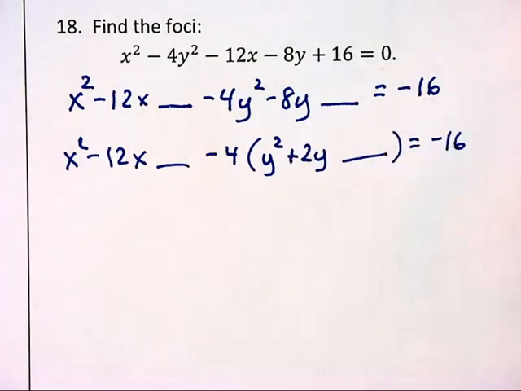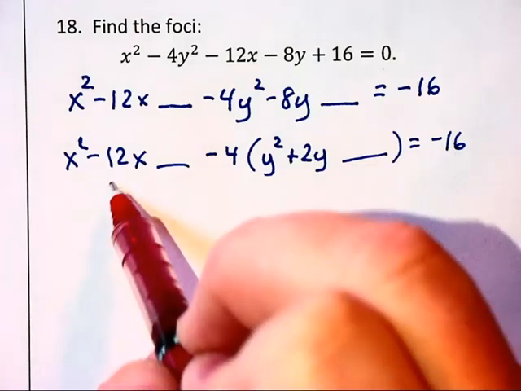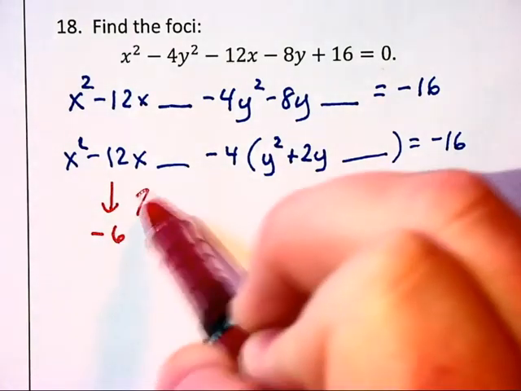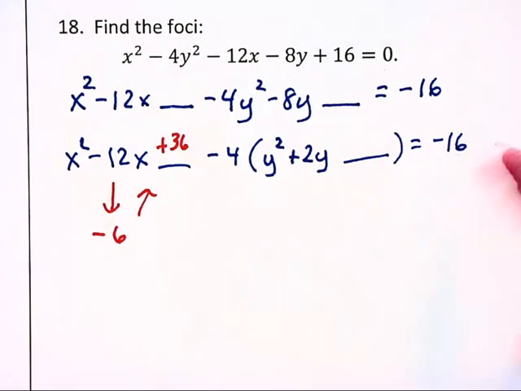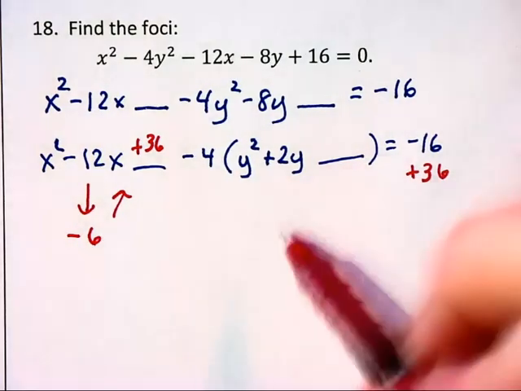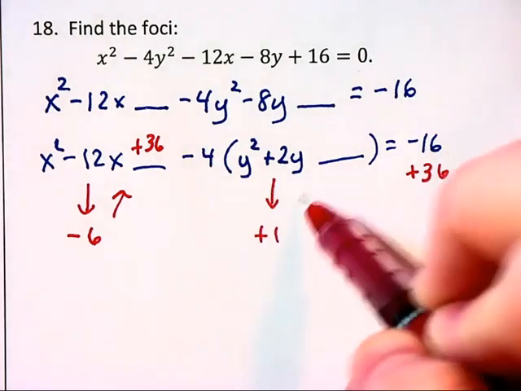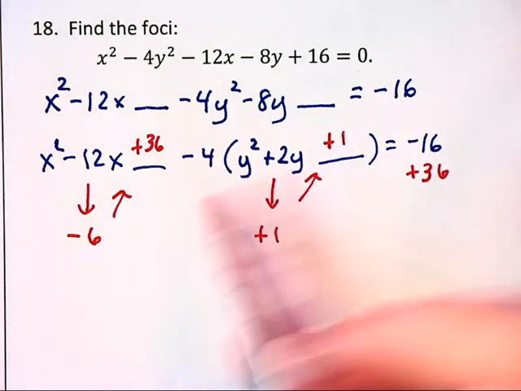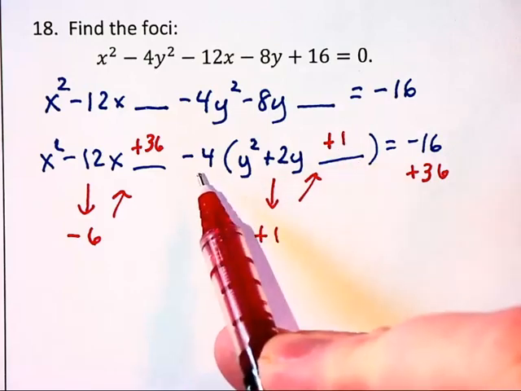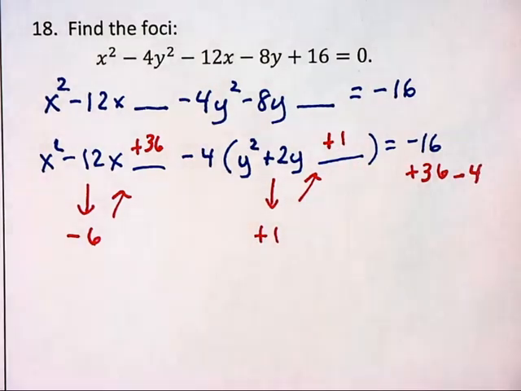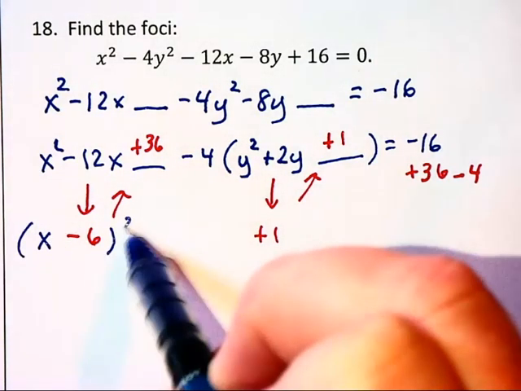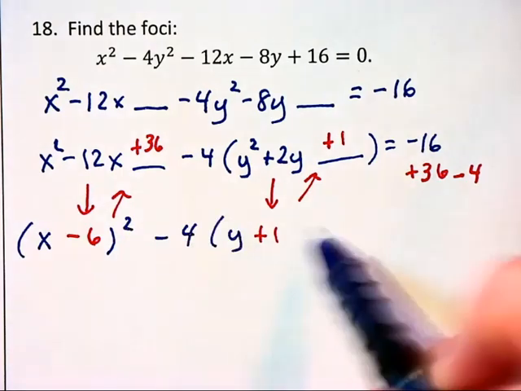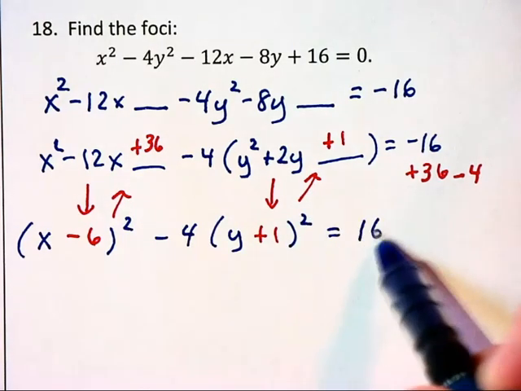Then we can begin the cut in half square process. So the negative 12 is going to cut in half to a negative 6, which in turn is going to square to a positive 36. And since we've added 36 to the left, we want to add 36 to the right side of the equation also. With the y grouping, the 2 is going to cut in half to a 1, square to a 1, and that 1 is really a negative 4 because of the negative 4 out front, so we're going to subtract 4 on the right hand side also. Completing the square, we've got x minus 6 quantity squared minus 4 times y plus 1 quantity squared equals 16.